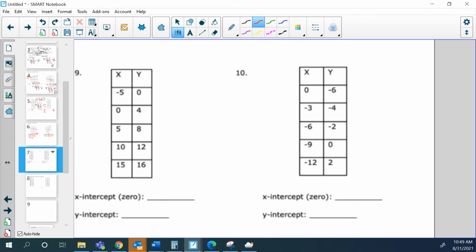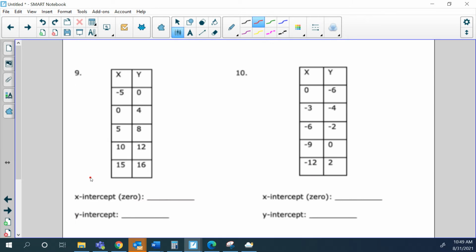Here they ask for the x-intercept. Let's do the y-intercept first. For the y-intercept, you come down the x column, wherever you see 0, the corresponding number is your y-intercept. So that's going to be 4 right there. For the x-intercept now, you come down the y column, wherever you see 0, the corresponding number is going to be your x-intercept, -5.